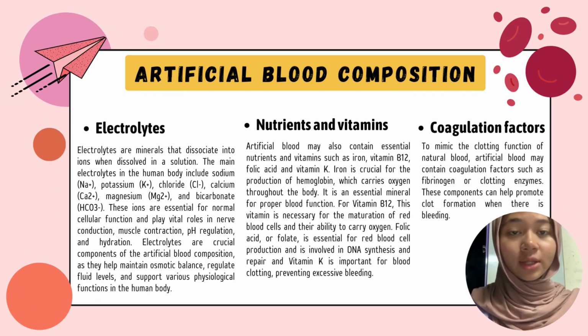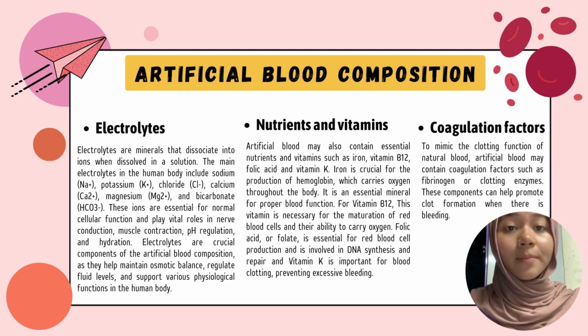Electrolytes are minerals that dissociate into ions when dissolved in a solution. The main electrolytes in the human body include sodium, potassium, chloride, calcium, magnesium, and bicarbonate. These ions are essential for normal cellular function and play vital roles in nerve conduction, muscle contraction, pH regulation, and hydration. Electrolytes are crucial components of the artificial blood composition as they help maintain osmotic balance, regulate fluid levels, and support various physiological functions in the human body.